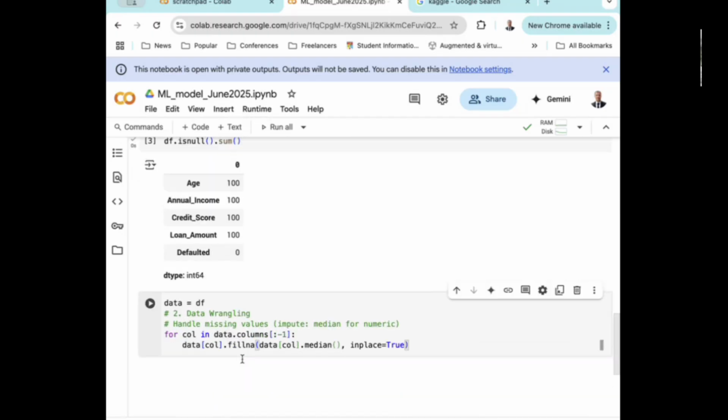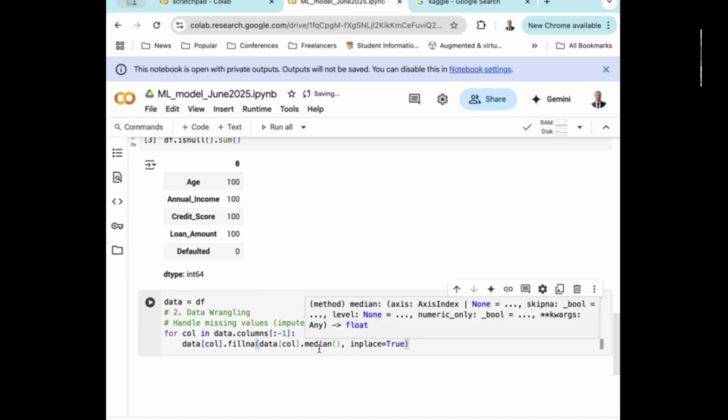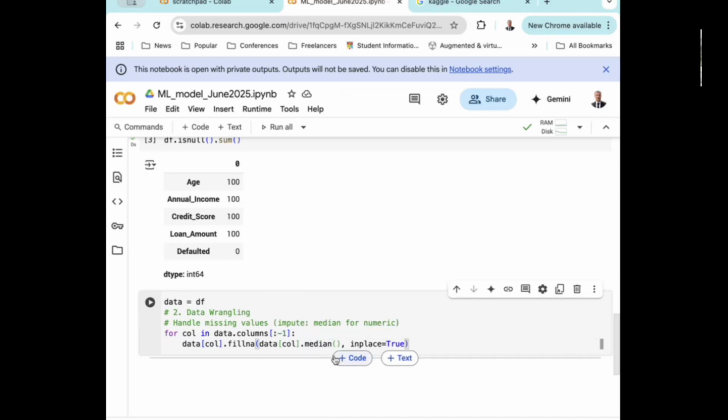This is number 2. This is now doing data wrangling, handling the missing value. And then this is about replacing the missing value with the median in all the columns. If there's a missing value, it is going to be replaced with the median. We can replace the missing value with the mean. We can replace the missing value with the mode. We can replace it with the median.